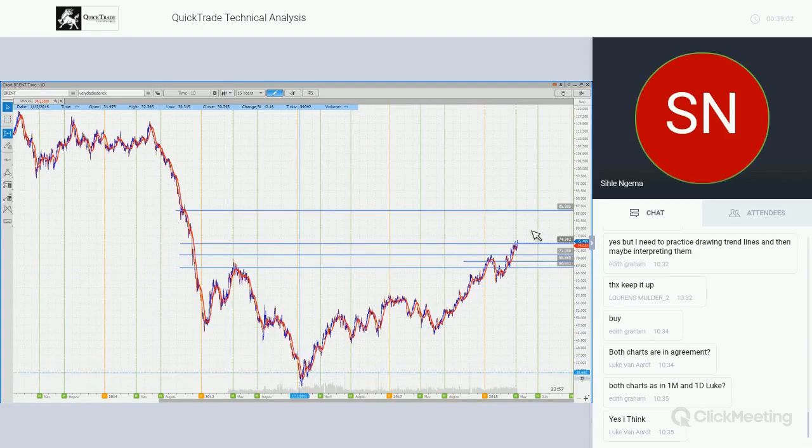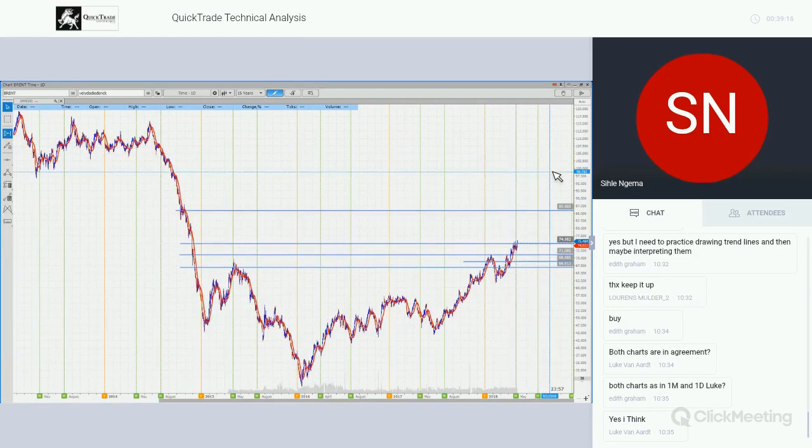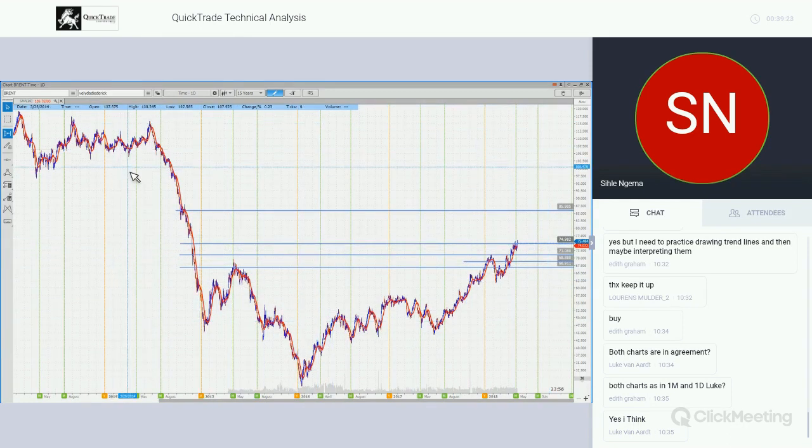Well, let's call it 30. Let me see. 69 plus 30 should take us to 99 somewhere. So eventually, if this is actually a head and shoulders pattern, the price of Brent crude should go up to 99. So Brent crude is the right instrument to be looking at right now if you are looking to buy.